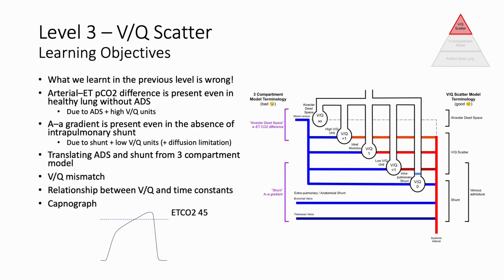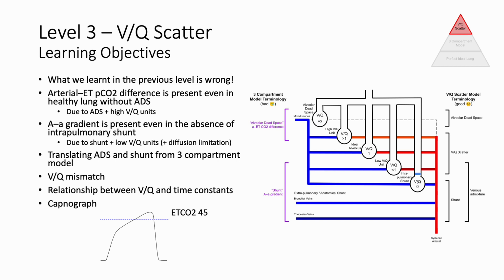This is an area of confusion for many candidates, and we will explore further how the concepts of alveolar dead space and shunt translate between the three-compartment model and the VQ scatter model. We will also look at the relationship between VQ ratios and time constants, and use that knowledge to explain why sometimes the end-tidal CO2 can be higher than arterial CO2.